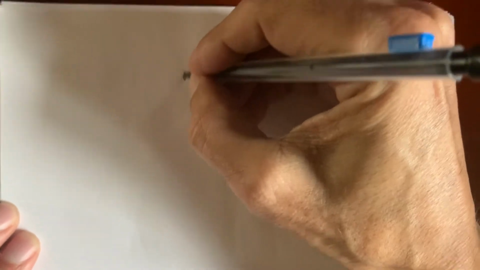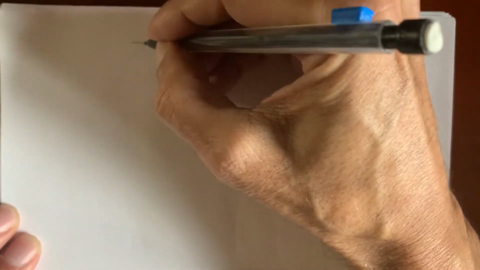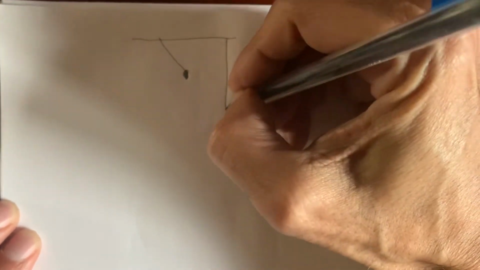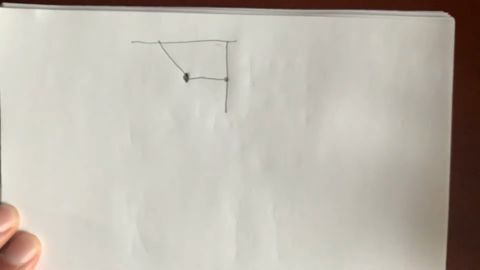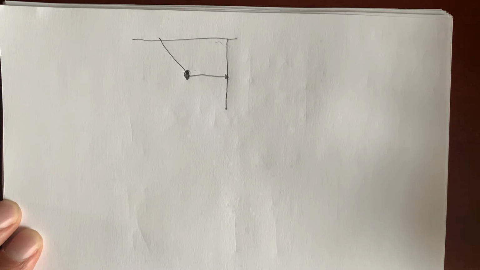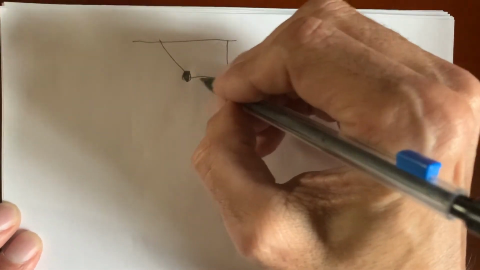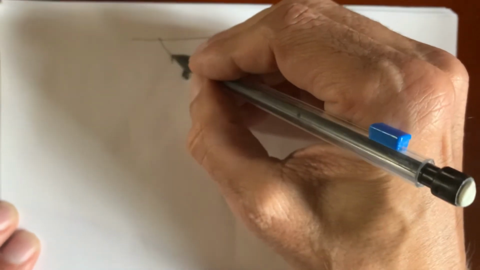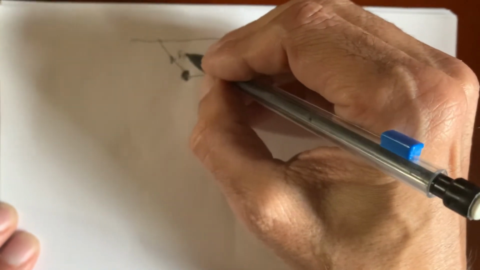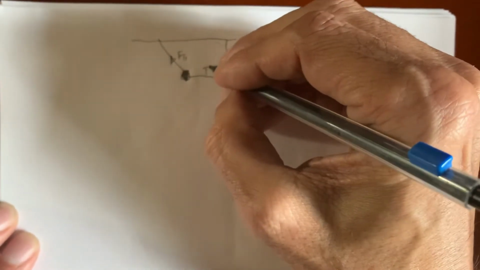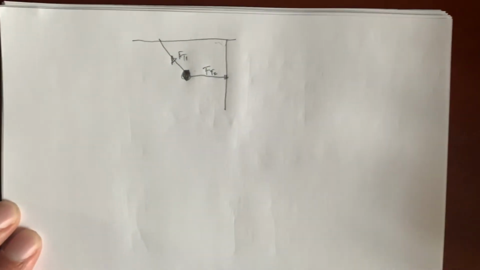So here, let's look at an object hanging from a string this way, and then another string over here. Okay, so it's an object that's suspended in the air. We have a force pulling it this way, tension, a cord, or a rope, and Ft2 over here.